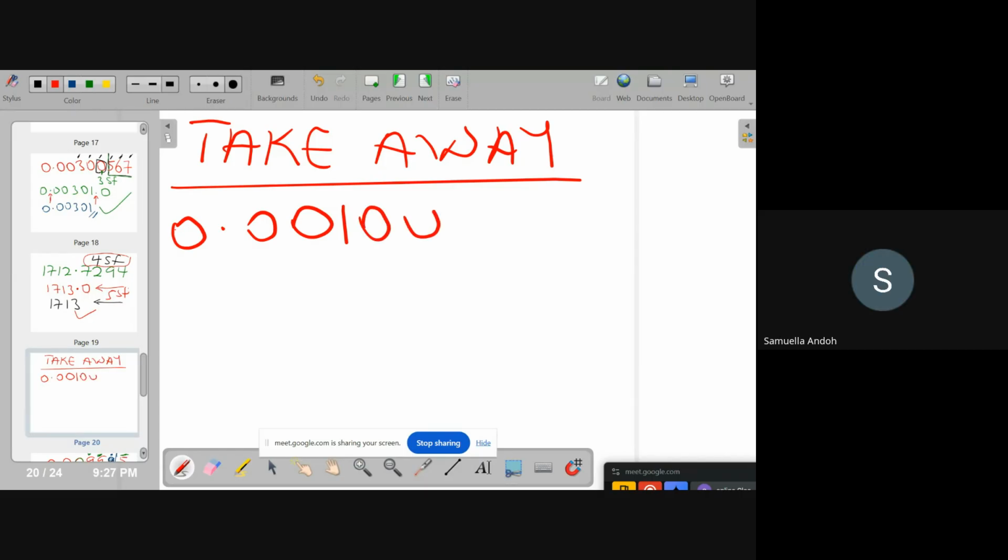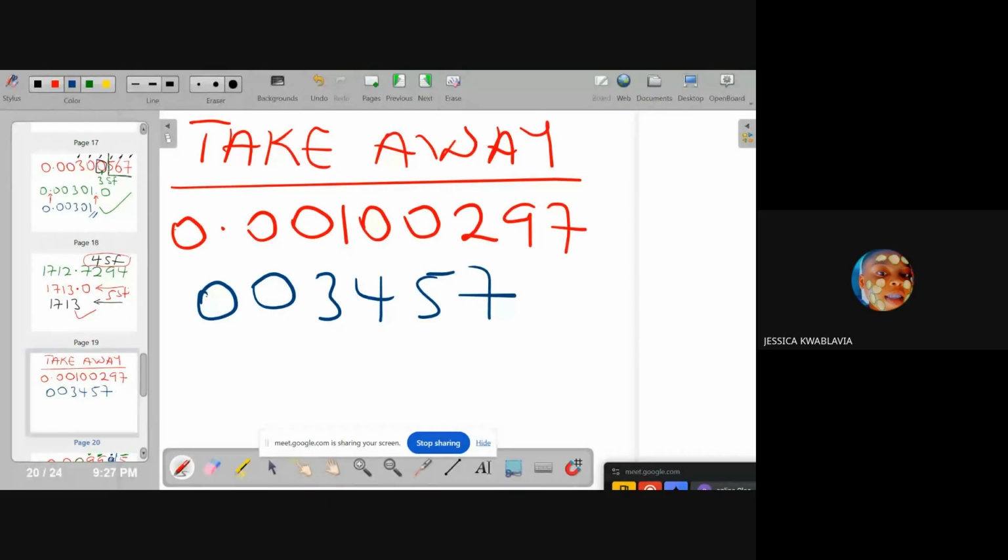So given Team Red, 0.03457, round it to 3 significant figures. Zero what? 0.03457. Round it to third significant figure. How many? Third significant figure. Three. Yes. Okay.